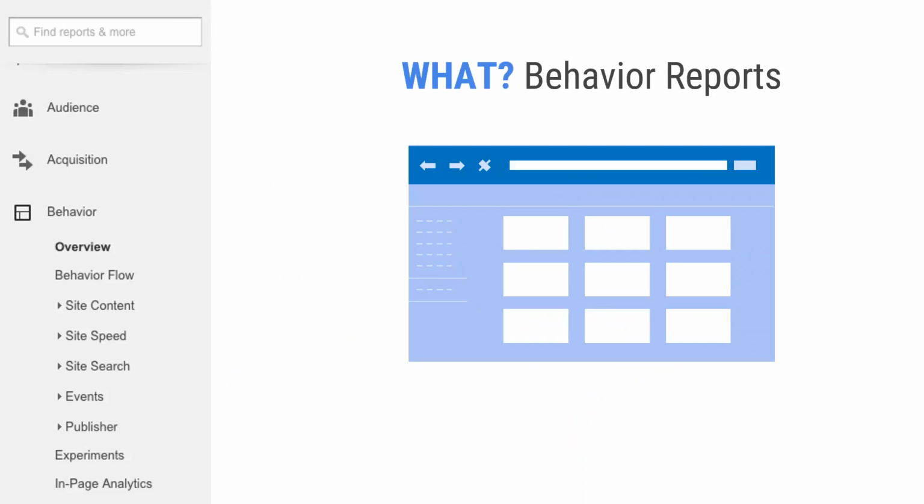The last section is the behavior report. Do you want to know what content performs best on your website? Which are the most popular pages on your website? What are the top pages where users land and exit? And how does your website perform in terms of speed? You will get all of this information in the behavior report section of analytics. And this information will let you optimize your website performance and conversions.